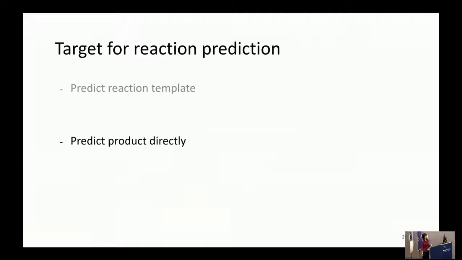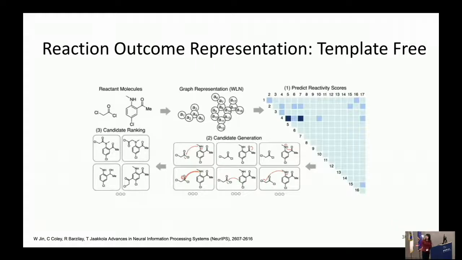Another way that has been a lot more popular in recent years is to predict the product directly. Here's one example done by Wengong Jin and his collaborators at MIT. What happens here is they look at the molecule graph and they try to predict which atoms are most likely to react. Once they select which atoms within the molecule are most likely to react, they generate all of the possible candidate structures that can form from the reaction of those particular atoms. So what would happen if you make all the possible connections between the atoms or break all the possible connections between the atoms? And then they rank those outputs and predict which candidate is the most likely to be the product of the reactants.